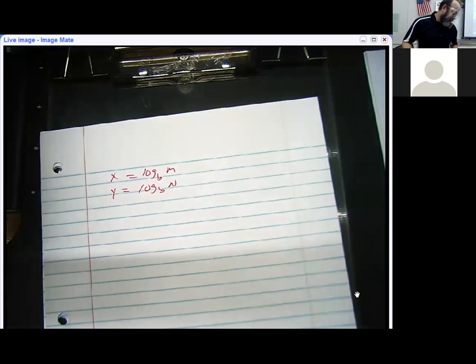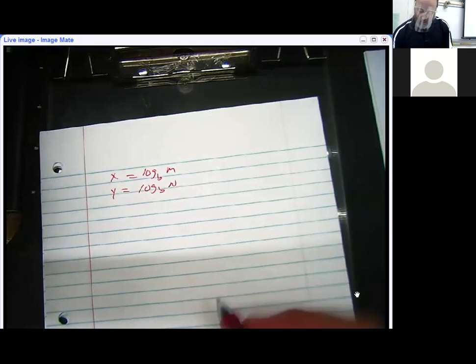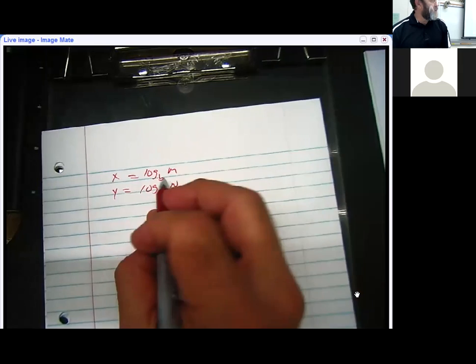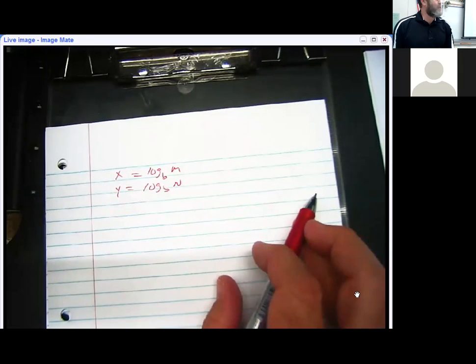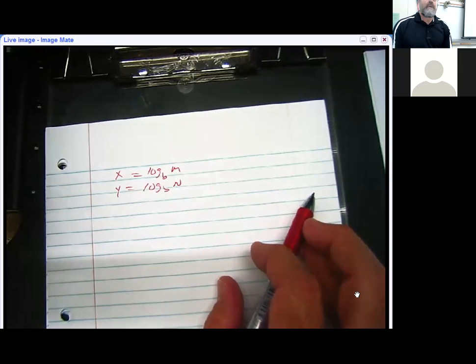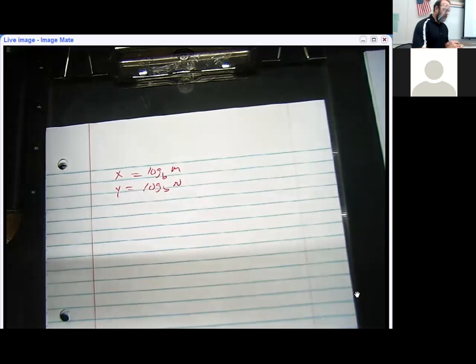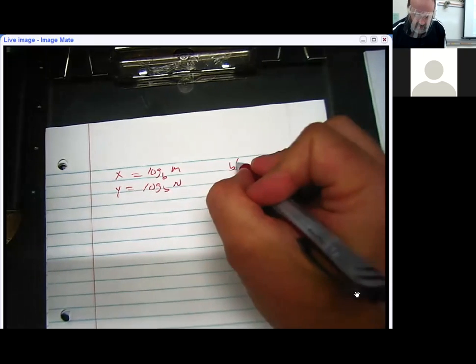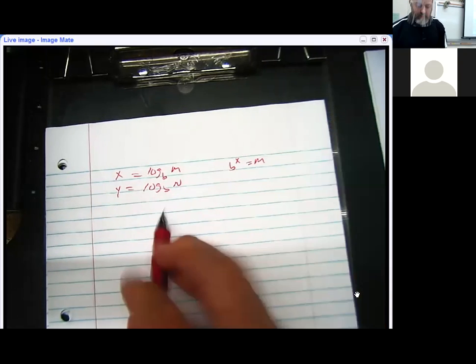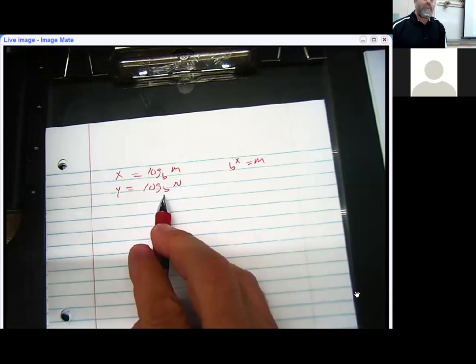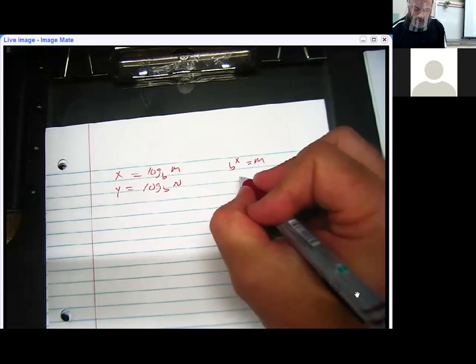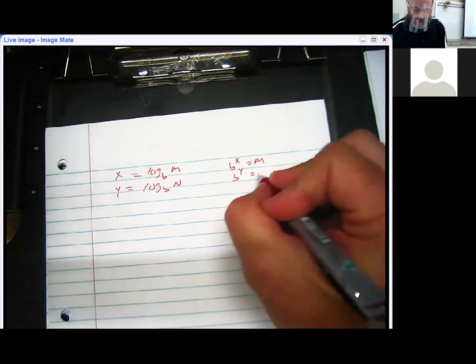Then I would know that according to this, can you guys help me write that as an exponential? How do I get rid of the log? We've talked about this a little bit. What's the base on it right now? B. So this would be b to the x is m. And what is this one right here? B to the y is n.